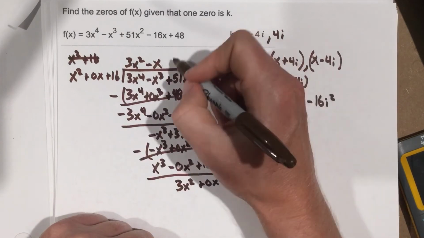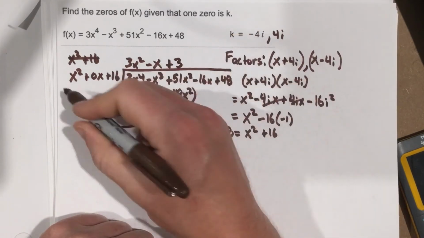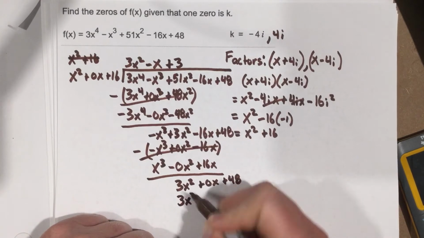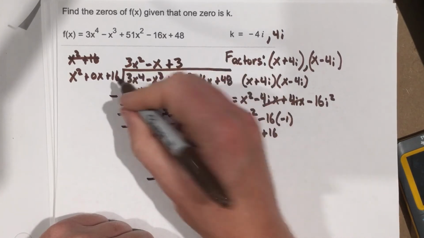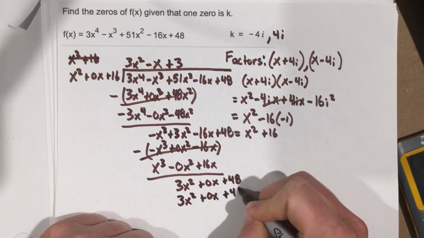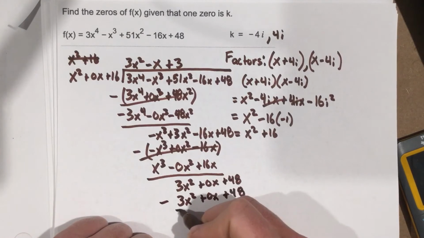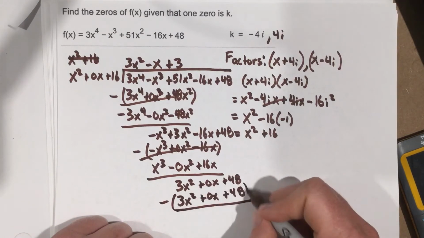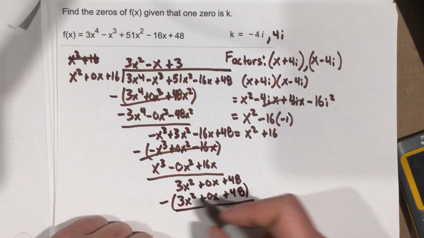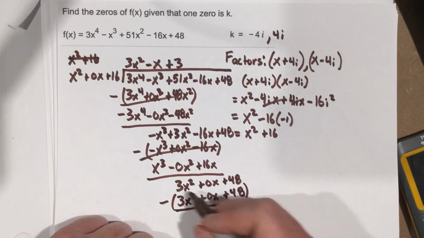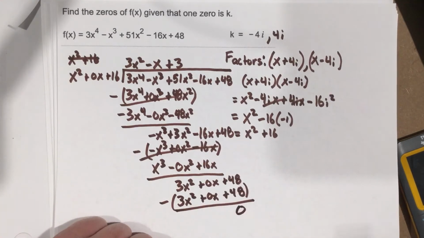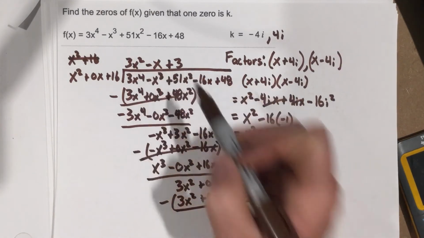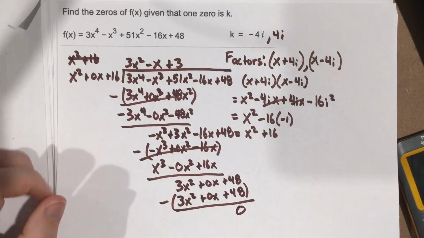X squared goes into 3x squared 3 times. So 3x squared when we multiply it, 3 times x squared. 3 times 0x is 0x. And 3 times 16 is 48. Hey, we're getting somewhere here. We're going to subtract it all. When we subtract it, I would typically distribute it, but you can see that it all works out to 3x squared minus 3x squared, 0, 48 minus 48, 0. We have no remainder. So now we know that 3x squared minus x plus 3 is a factor.